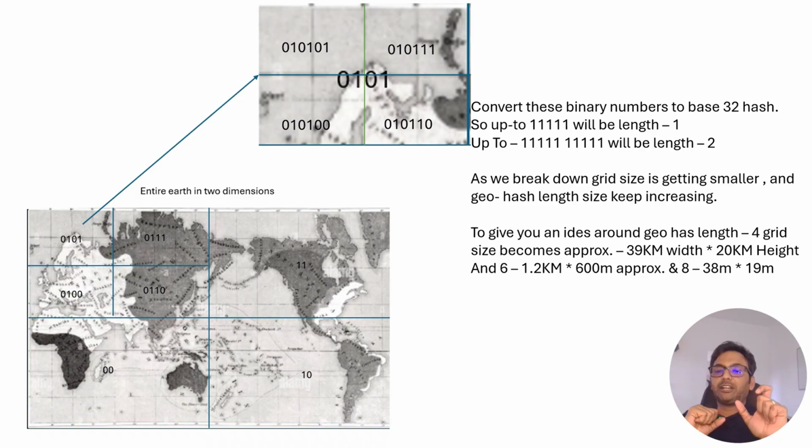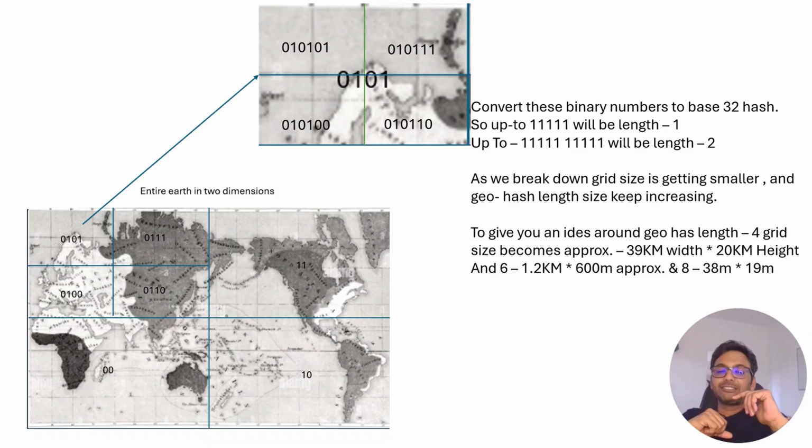To give you an idea, a geohash of length 4 gives a grid cell of approximately 39 kilometer width and 20 kilometer height. When you keep splitting further and your geohash length becomes 6, the grid size is reduced to 1.2 kilometer width and 600 meter height. If you keep splitting the grid cells into 4 equal size segments and your geohash length becomes 8, the cell size becomes 38 meter width and 19 meter height.